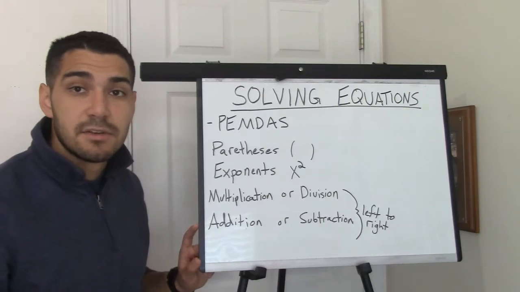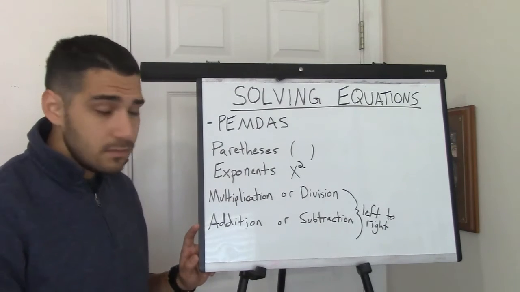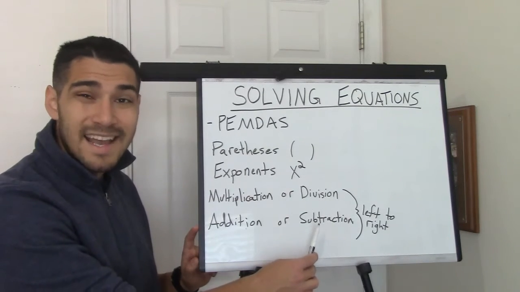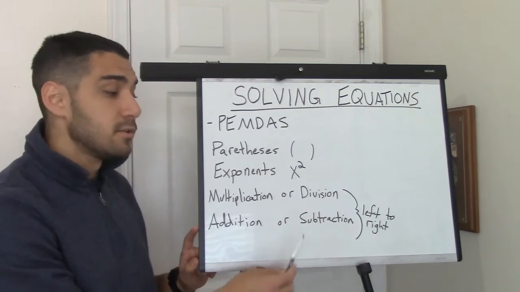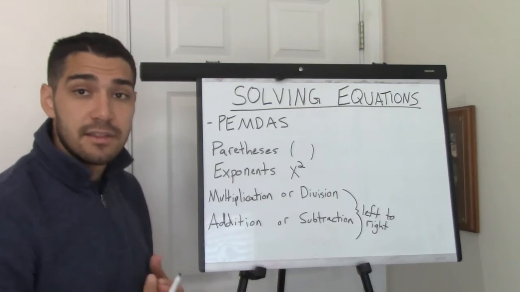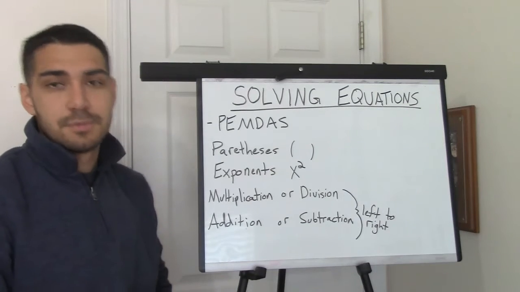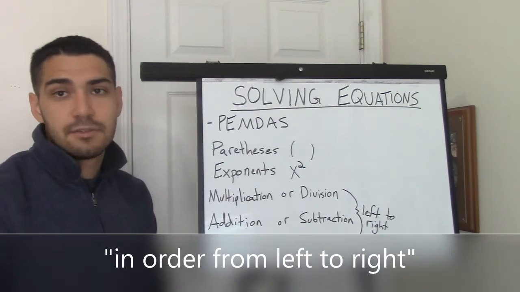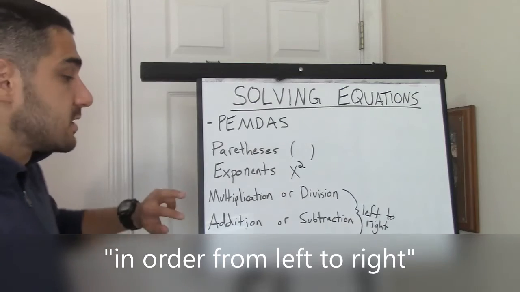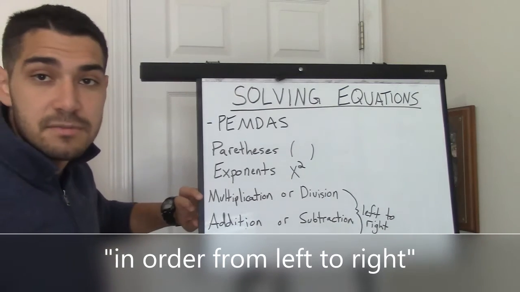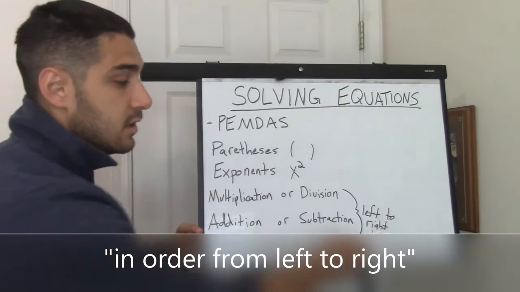And then the same thing goes with addition or subtraction. You can think of subtraction as adding a negative. So addition and subtraction go together, and you just go left to right. If subtraction comes first left to right, then you do the subtraction first. If addition comes first, then you're doing the addition first. So for multiplication and division, and addition and subtraction, you're going in order.